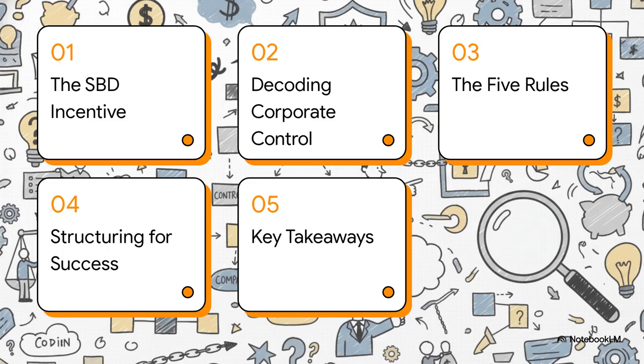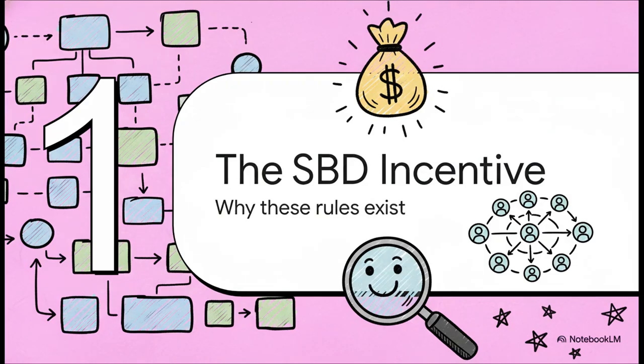So here's our game plan. We'll start with the big incentive. Then we'll decode what corporate control really means, walk through the 5 specific rules, apply them in a practical example, and then we'll wrap up with the key takeaways. Okay, let's just dive right in.